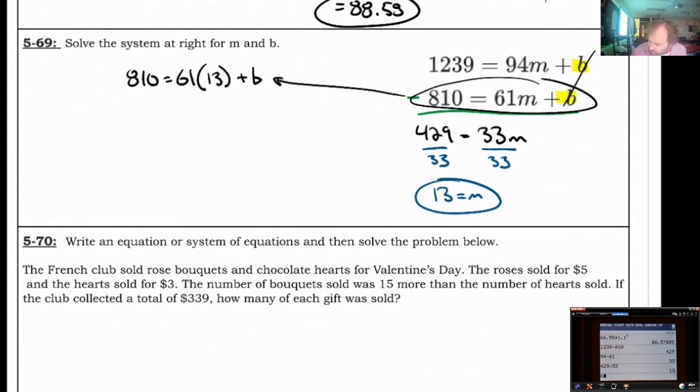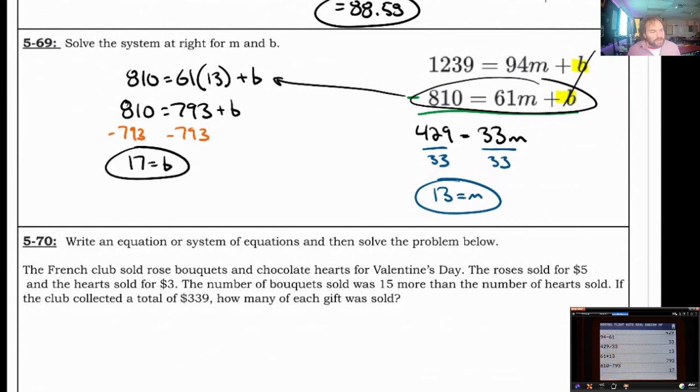So all we got to do here is multiply 61 times 13, and that gives us 793 plus b. Don't let these big numbers scare you, man. They are just numbers that are big. They behave according to the exact same rules as other numbers. 810 minus 793 is 17. See, there you go.